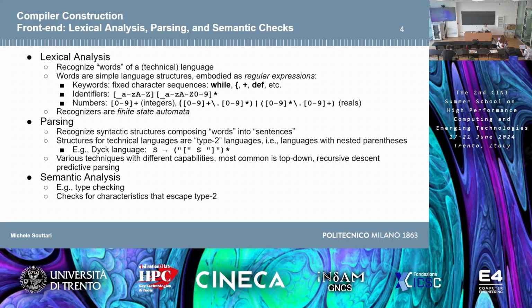Still, these three elements compose the front end, and they produce essentially what as the output? They produce a tree like this that is decorated with additional information. For instance, there may be pointers to the declaration of variables in their use. So this allows you to have a bit more information.